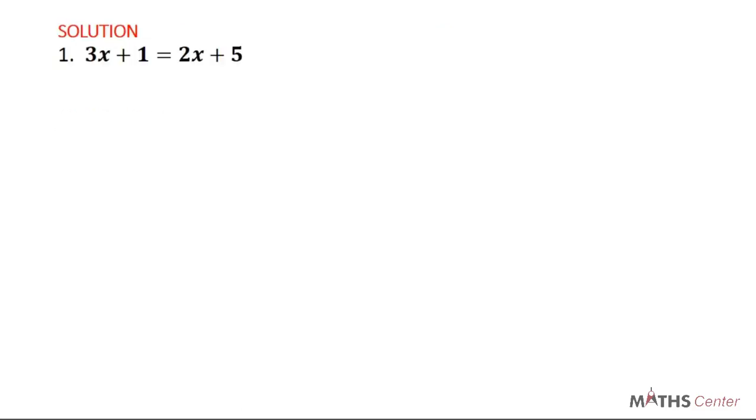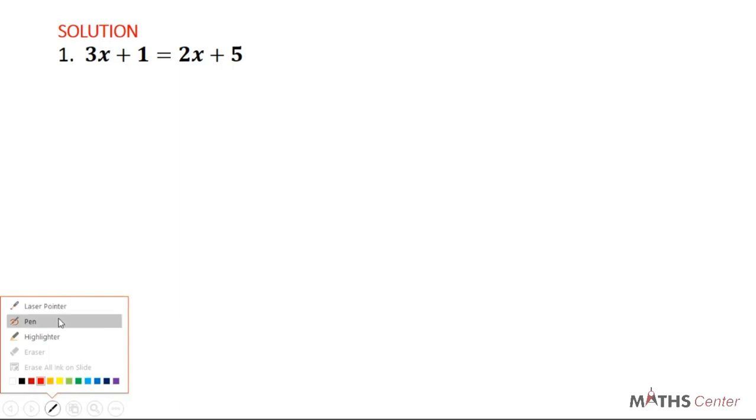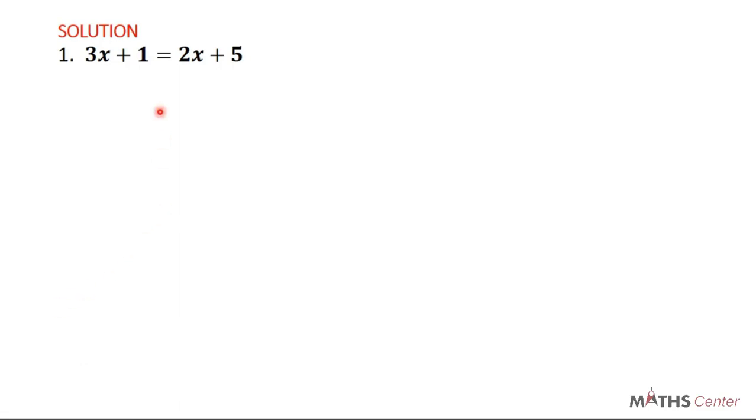So we pick the first one. 3x plus 1 is equal to 2x plus 5. Now, the point says that we should group like terms. That is the first thing we need to do. We group like terms. So we first have to identify the like terms. As I said, here, like terms are terms with x attached to it and terms without x attached to it. So all terms with x attached to it are like terms. All terms without x attached to it are also like terms.